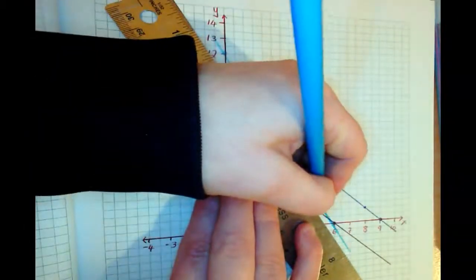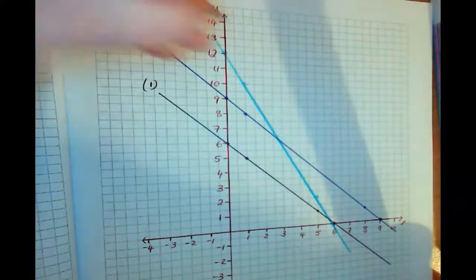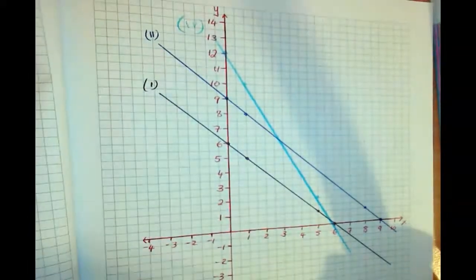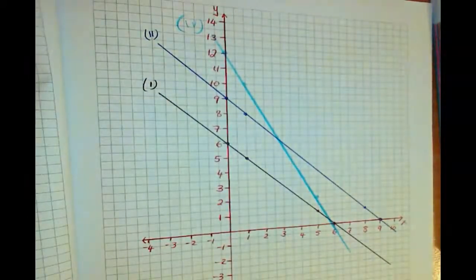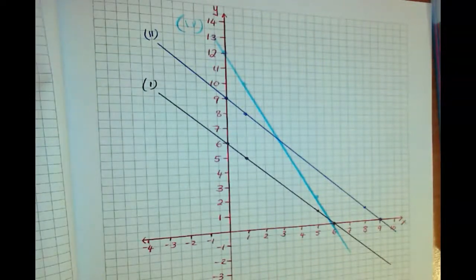Okay, so there we have it. And that was part IV. So we've plotted all those points. I've used different colours to help me identify which is which, and I've labelled all my lines, sorry.